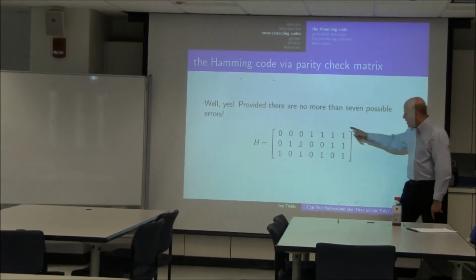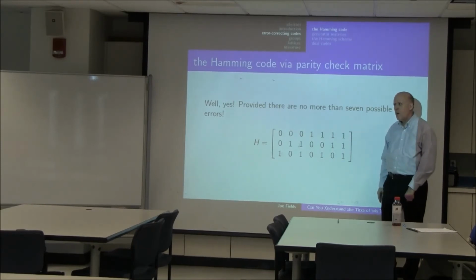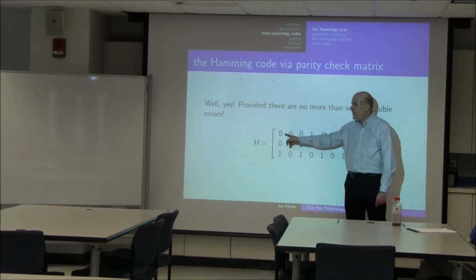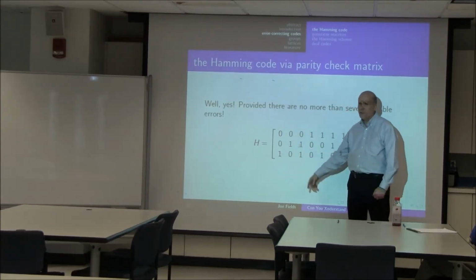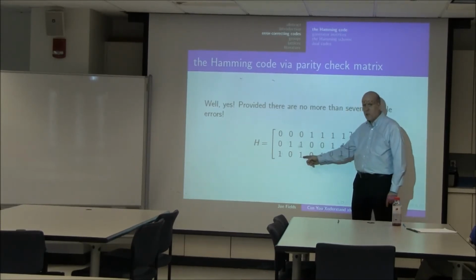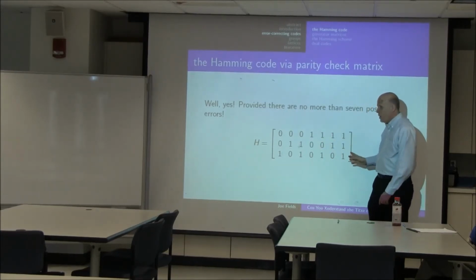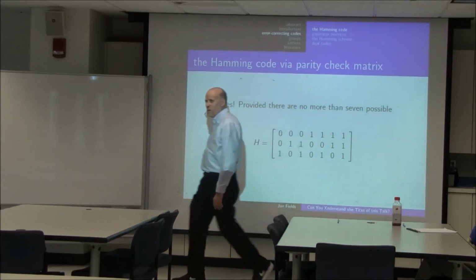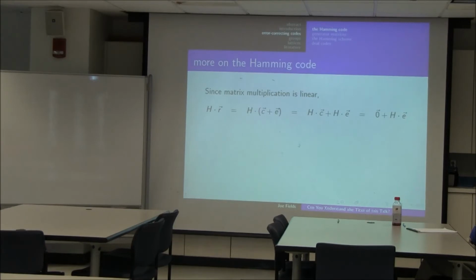And do you notice what the columns of this matrix are? If you can read binary, they're binary. 001 is 1. 010, that's like 10 in binary, is 2. 011, 11 in binary, that's 3, 2 and 1. That's 4, 5, 6, 7. So if you get the syndrome of a thing, it's actually going to tell you where the error is by literally saying what column is in error.